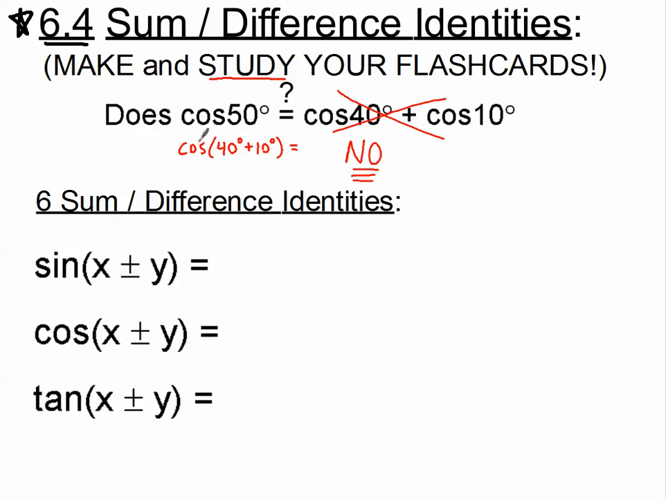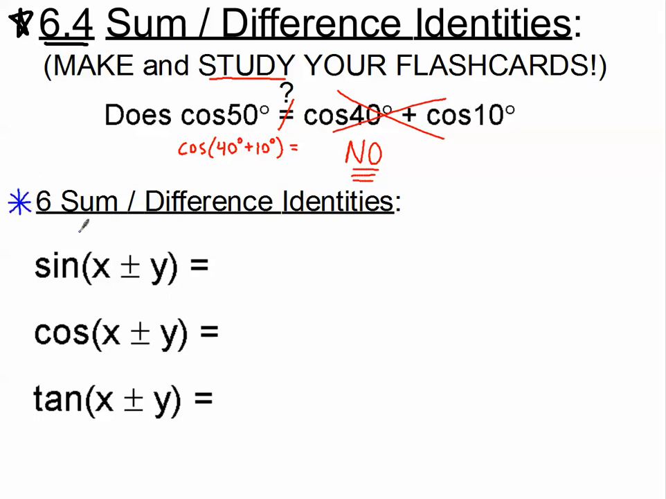Trig symbols cannot distribute to a sum of two angles. That's why we actually have sum and difference identities. So when we're given two angles that are added up or two angles that are subtracted, we have an identity to deal with them. So this is absolutely not true. If you do have two angles added up, you need to use one of our sum or difference identities.